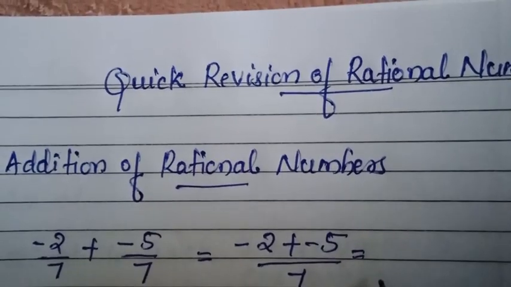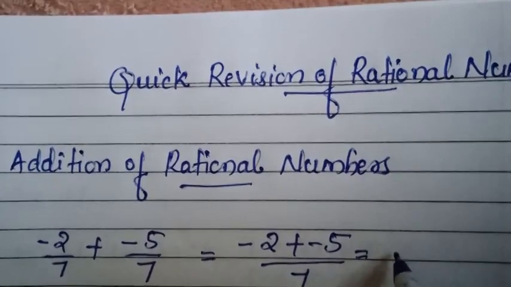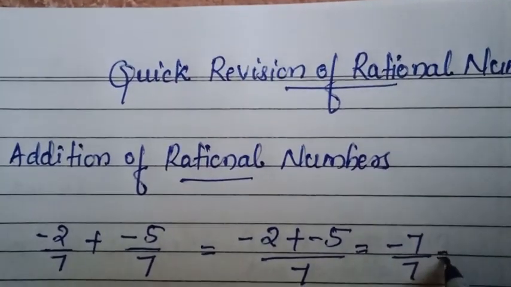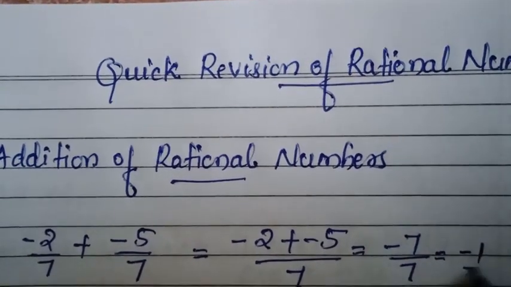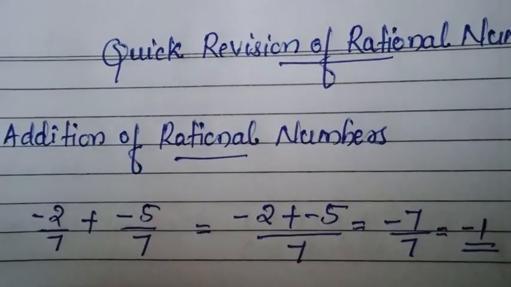Two negative integers on addition, what will we do? We should add and put a negative sign. Is it? So negative 7 by 7. Negative 7 by 7 means a number divided by the same number, so the answer will be 1. So here, negative 1. Is it? So in case of different denominators, shall we discuss?